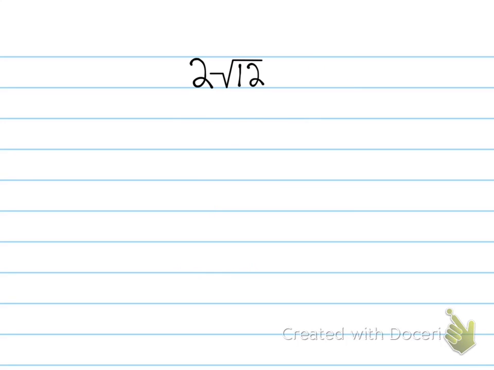Okay, here's another one. I've got 2 square root of 12. Well, I see 6 times 2 or 4 times 3. 4 times 3 is the one that I'm going to choose to use because 4 is a perfect square. So I'm going to bring down my 2 and then break up the square root of 12 into the square root of 4 times square root of 3.